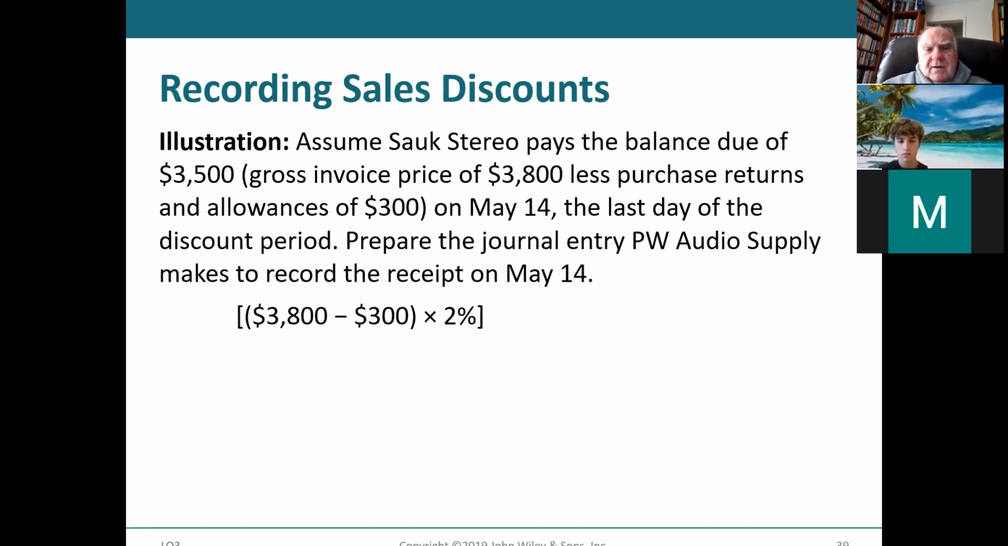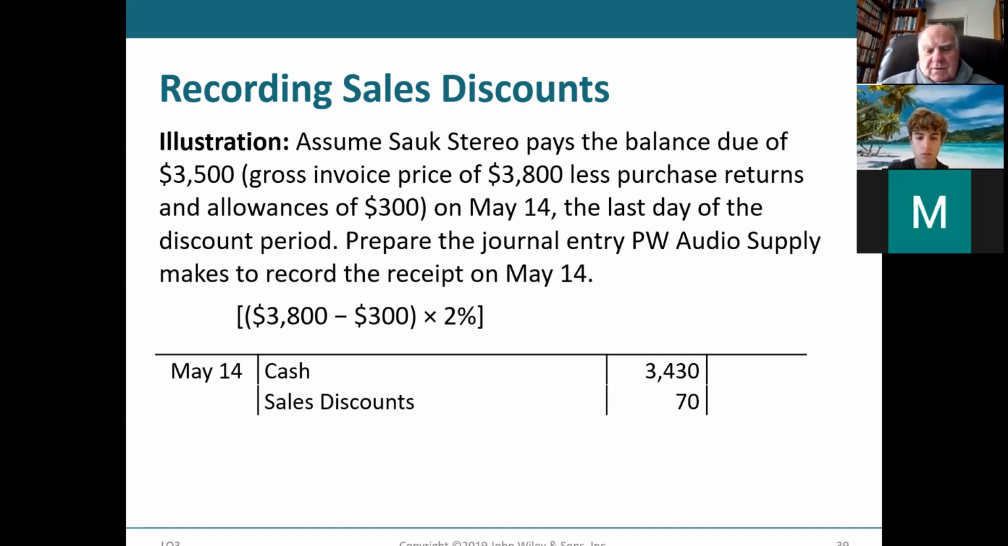Recording sales discount. Now the stereo company paid the balance due of $3,500. PW Auto would have the following transaction. They're going to debit cash for $3,500 minus $70 and credit accounts receivable. Stereo paid the balance due of $3,500. They had $3,800 at the beginning. Then we know they returned $300. When they paid the bill, they paid it within 10 days. So they're entitled to the 2% discount.